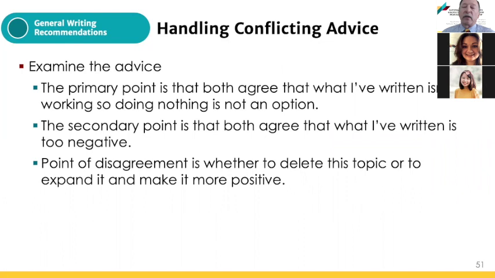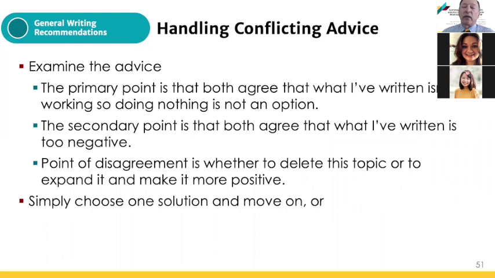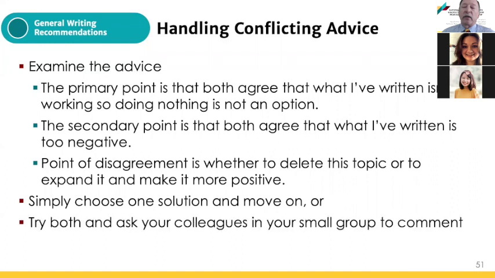So what do you do? My general suggestion, especially if you're in a hurry, is you could just choose one solution and move on. I think the best thing is to try both. Try writing the proposal in both ways and then share that with your small group, see how they react to it, okay?